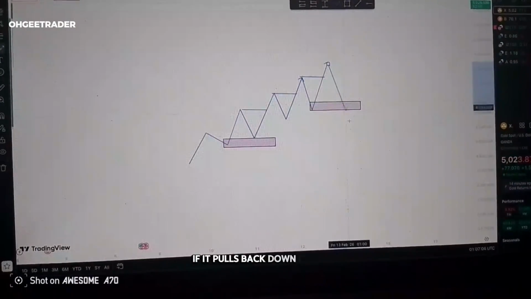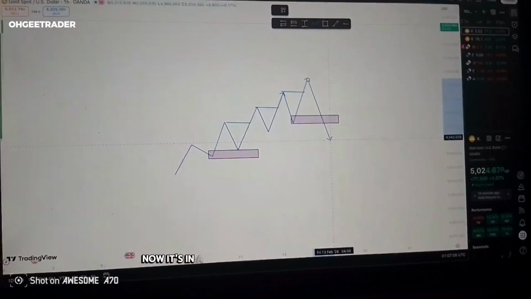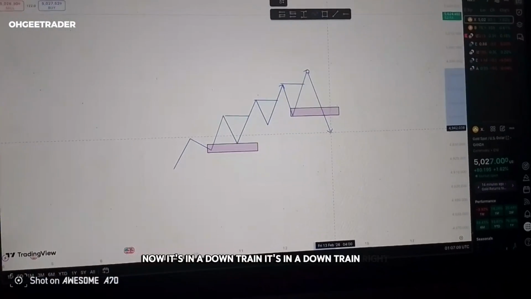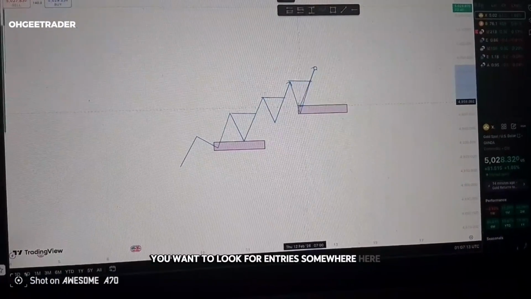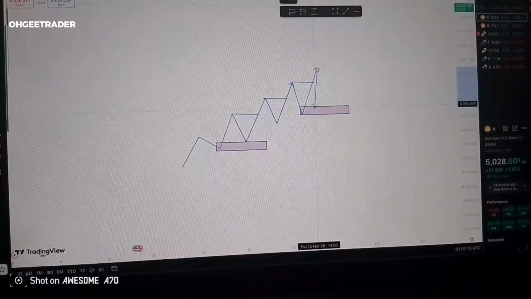If it pulls back down like this, meaning it has confirmed to you that now it's in a downtrend. It's in a downtrend, right? So what you want to do, since the market is in an uptrend, you want to look for entries somewhere here in the previous low.